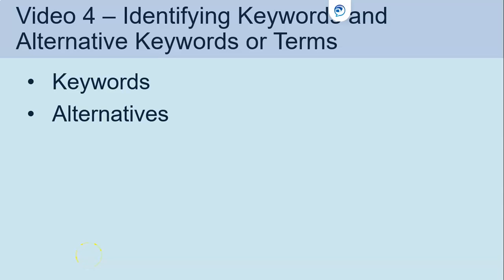Welcome to the fourth video in this series. In this video, we'll be looking at how you can decide what it is you want to search for. What are the key words or search terms that you are interested in looking for?